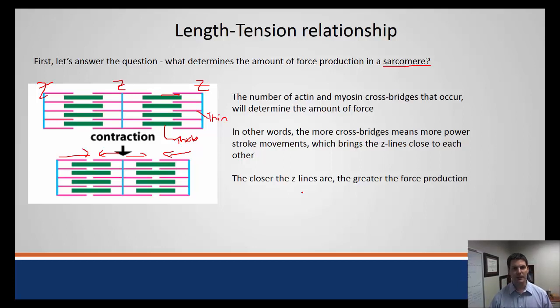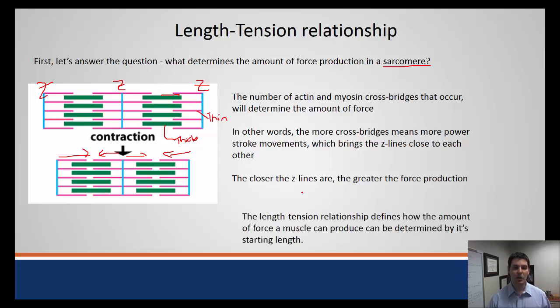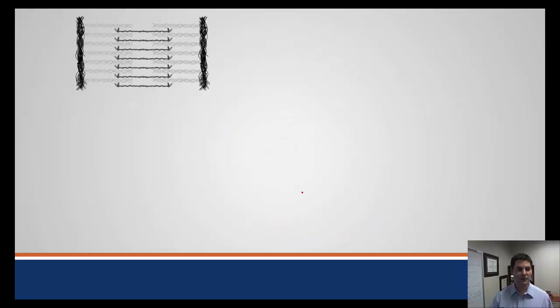So to further illustrate this point, we're going to look at the length-tension relationship, because it is how we define that the amount of force a muscle can produce can be determined by the starting length of that muscle. I'm going to take three scenarios as we look. First, let's take a look at what I would consider a normal skeletal muscle. Here's a little better drawing. We've got our actin, we've got our myosin, here's our Z-line, here's our Z-line. And again, here is the resting or starting length of the muscle.